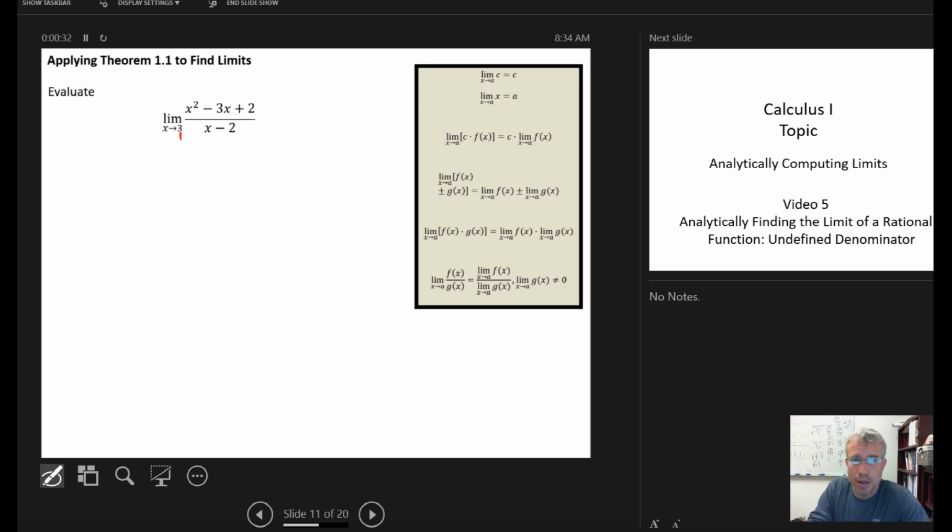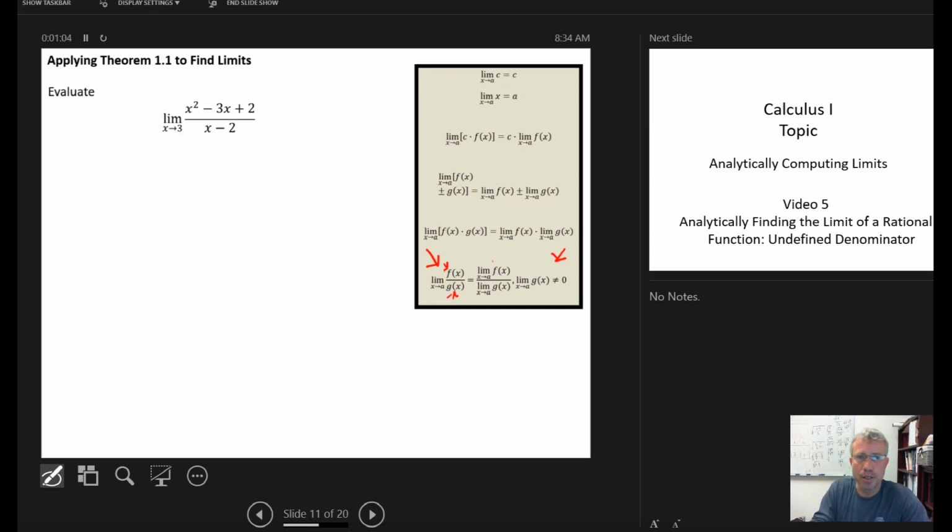The first step when analytically finding the limit of this type of function is to look at the limiting number, which is 3. We want to take the limit as x goes to 3. You want to mentally plug that number into the denominator and see if it causes a division by 0. 3 minus 2 is 1, which isn't 0, and the moment you see that you don't get division by 0, you get to use this tool to find the limit. This says the limit as x goes to a of a ratio of two functions is the ratio of the limit of the two functions.